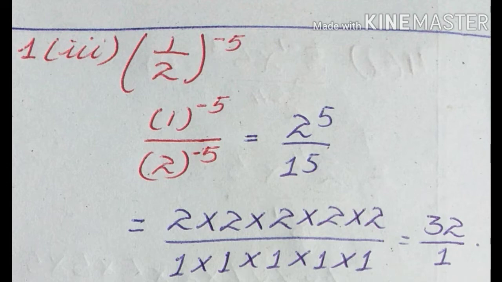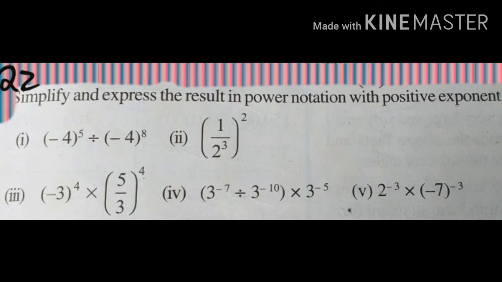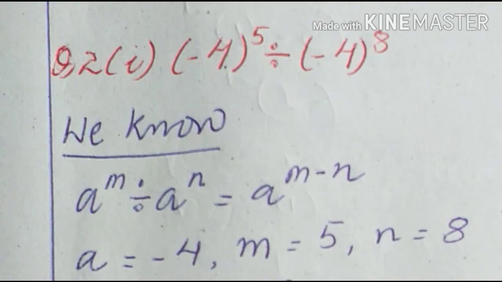Now question number 2. In question number 2 we are asked to simplify and express the result in power notation with positive exponent. We have to write in positive exponent, not in the negative. If you have a negative, we have to make it positive. Clear? Now here look at question number 1. Bracket minus 4 to the power 5 divided by minus 4 to the power 8.